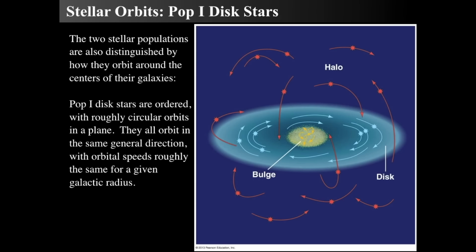They probably have the same orbitals, they orbit roughly in the same general direction, and for a given radius from the center, they roughly go the same speed. So they are pretty regular in that regard. And that's what we would call a semi-relaxed system or an organized system.